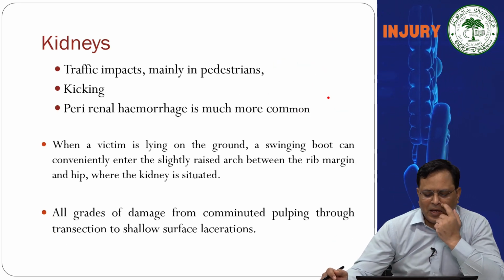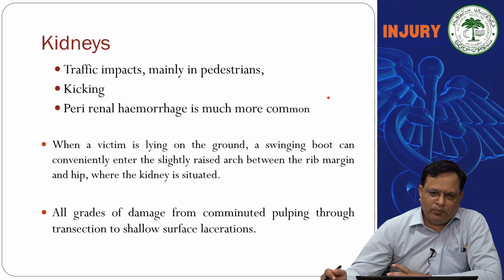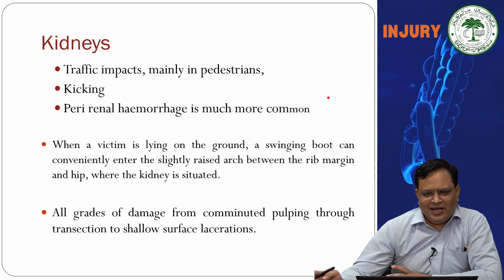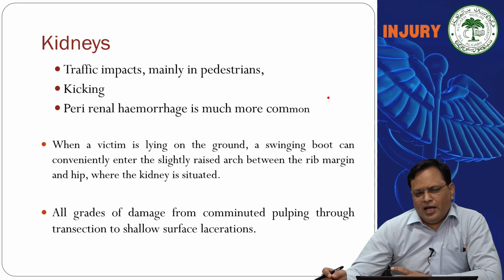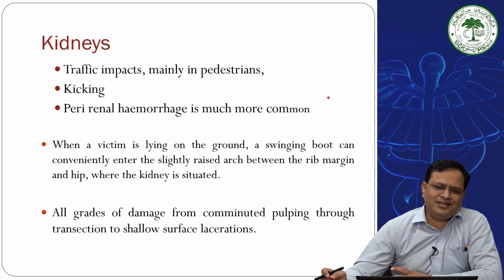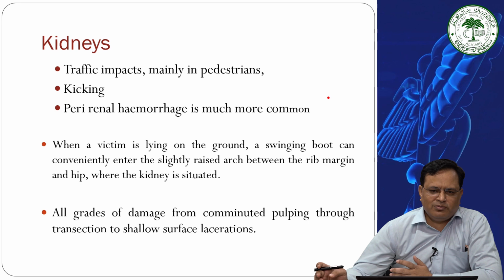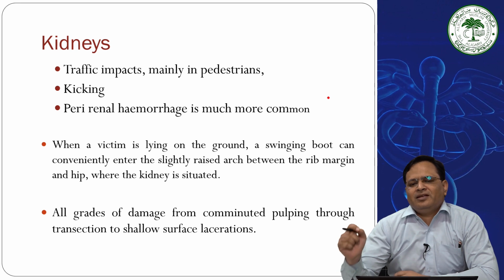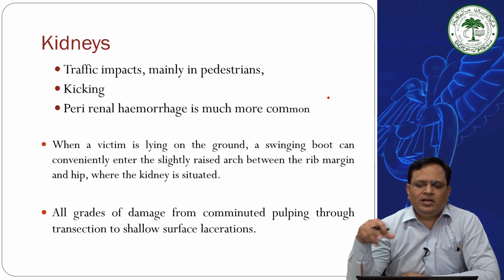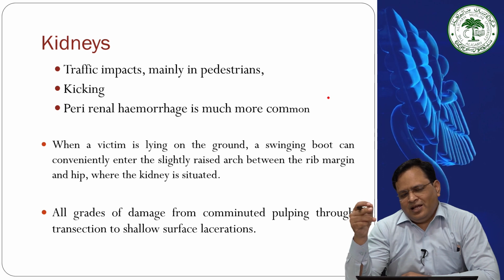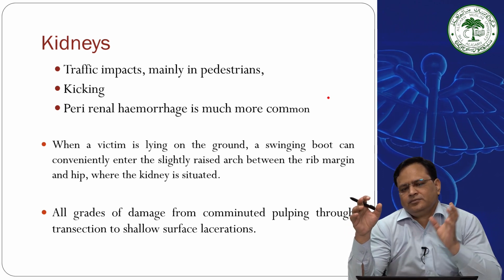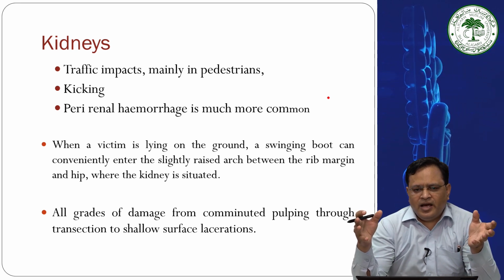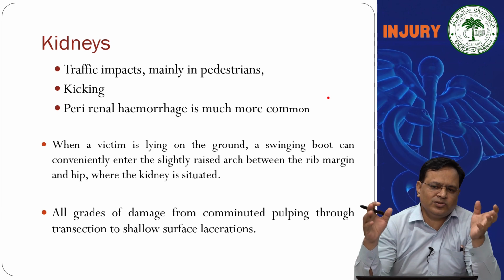Kidneys, we have seen, are very much prone to damage in road traffic accidents, mainly in the impact on a pedestrian. Kicking: somebody is lying and somebody is kicking him or her, then there are chances of kidney damage. Sometimes pedestrian injuries like crushing injuries can also damage the kidney. Perirenal hemorrhages are more common because of the vessels around the kidney, especially the renal vessels and the other vessels which are supplying the kidney. So hemorrhages around the perirenal area can happen because of kidney damage or damage to the associated structures.